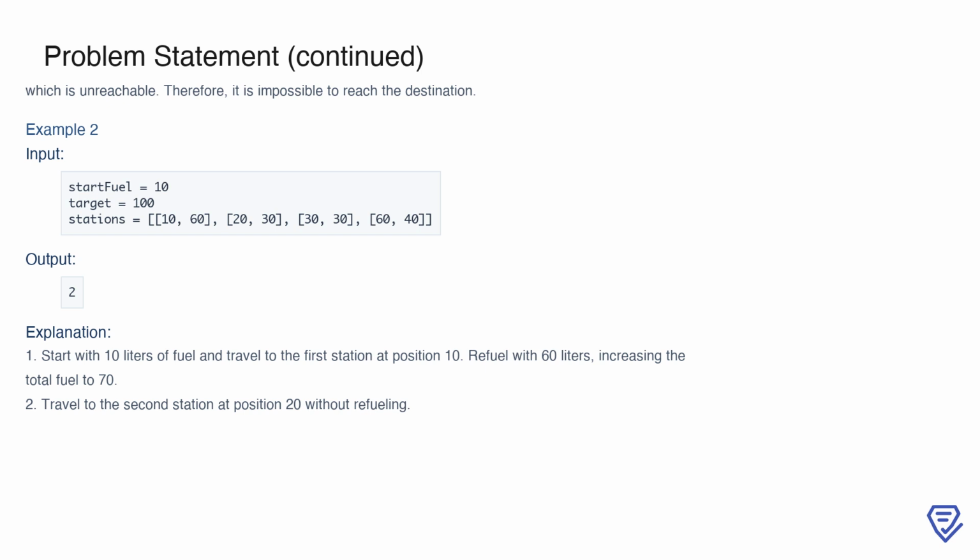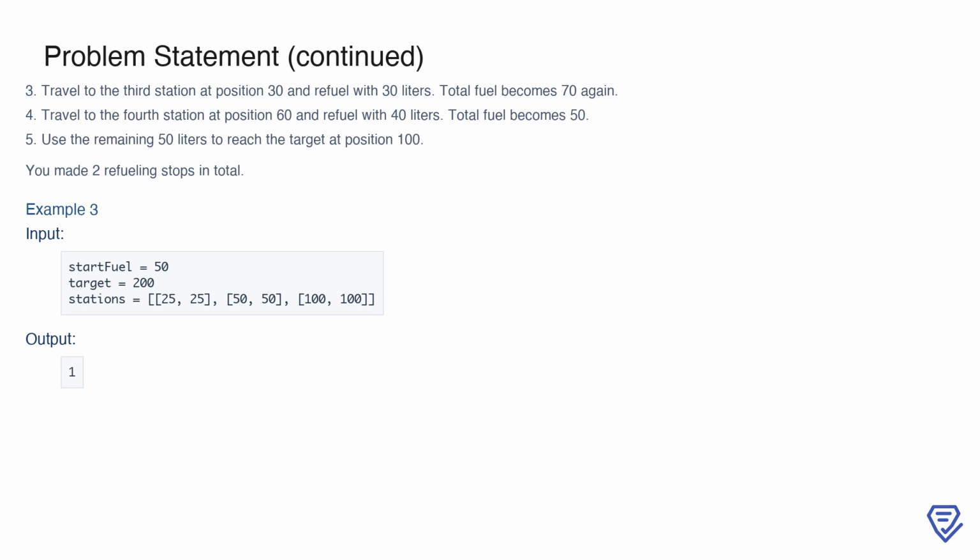Next, you move to the station at position 20, where you decide not to refuel. Then, you continue to the station at position 30. Here, you refuel with 30 liters, bringing your total back to 70 liters. Finally, you reach the station at position 60, refuel with 40 liters, and have 50 liters remaining. This is enough to reach the target at position 100. In total, you made 2 refueling stops.